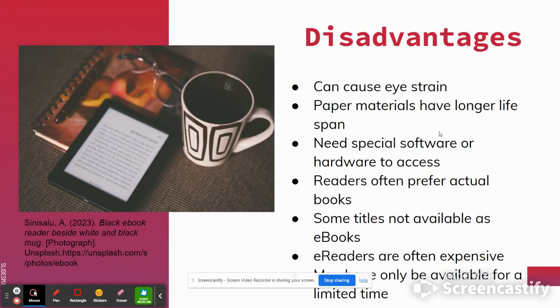The disadvantages for ebooks are that ebooks can cause eye strain. Paper materials can have longer lifespan. Ebooks need special software or hardware to access. Readers often prefer actual books. Some titles are not available as ebooks. E-readers are often expensive, and ebooks may only be available for a limited time.